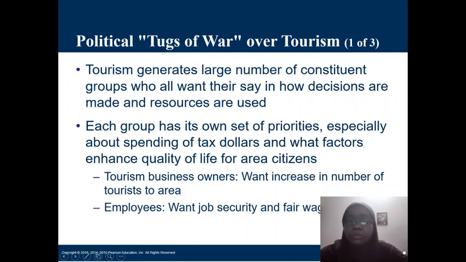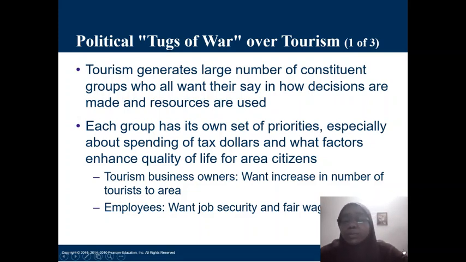All stakeholders in the tourism industry are particular about how decisions are made and how things are done. So in the process, there is a likelihood for what is referred to as a tug of war, as there might be a clash of interest. That's just the basic explanation.